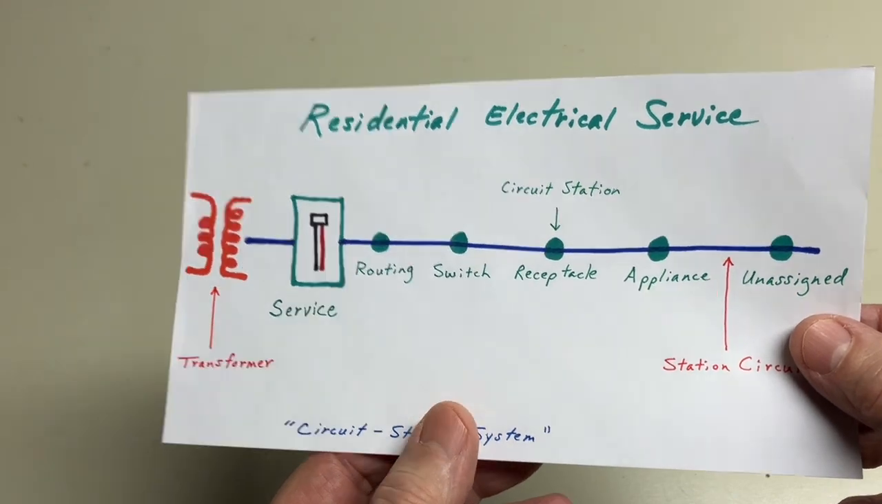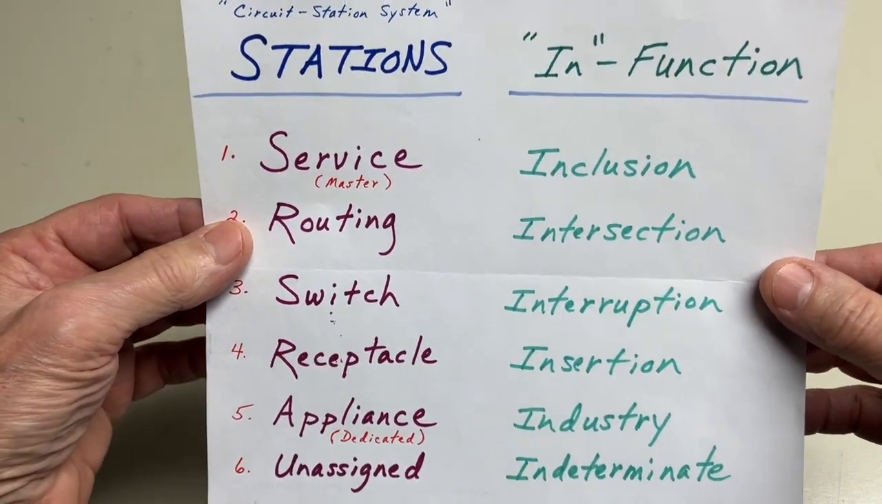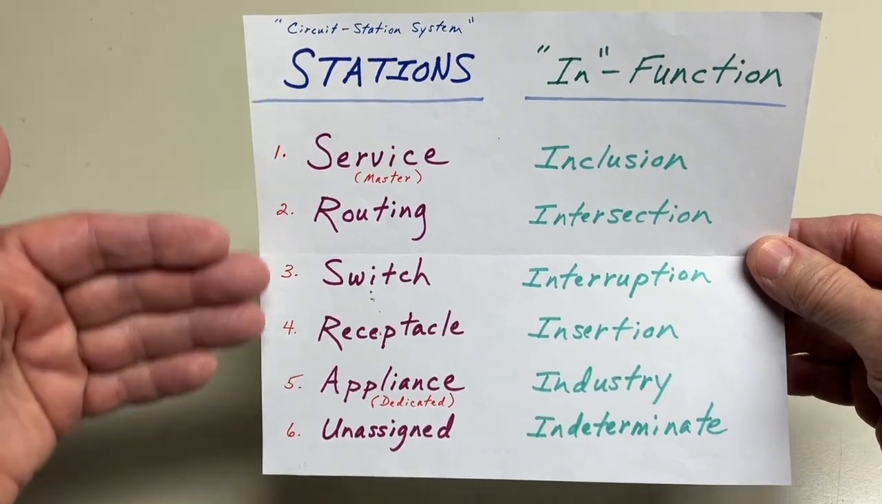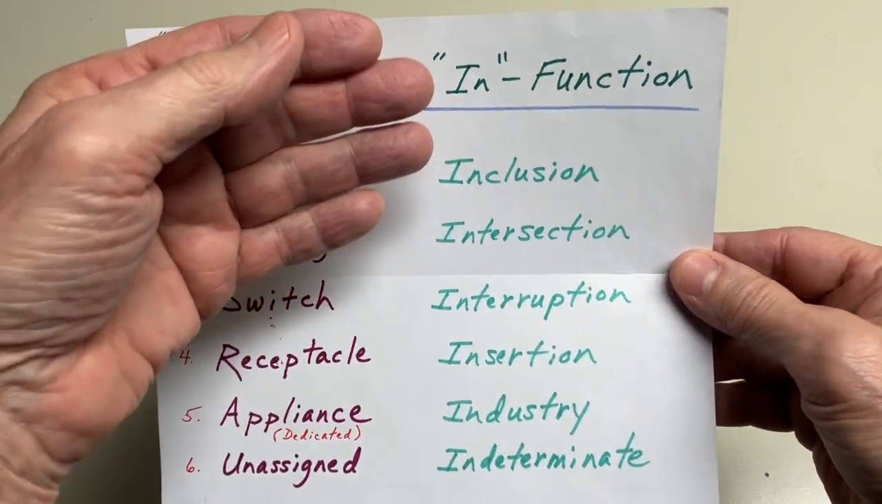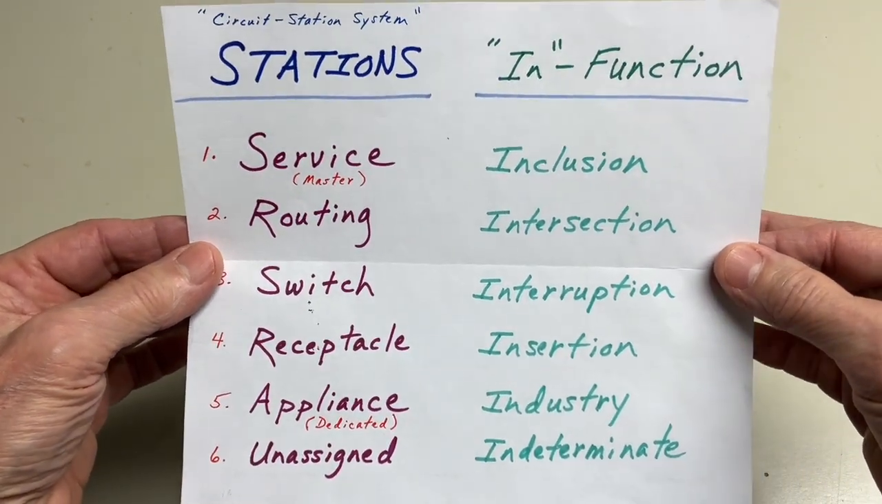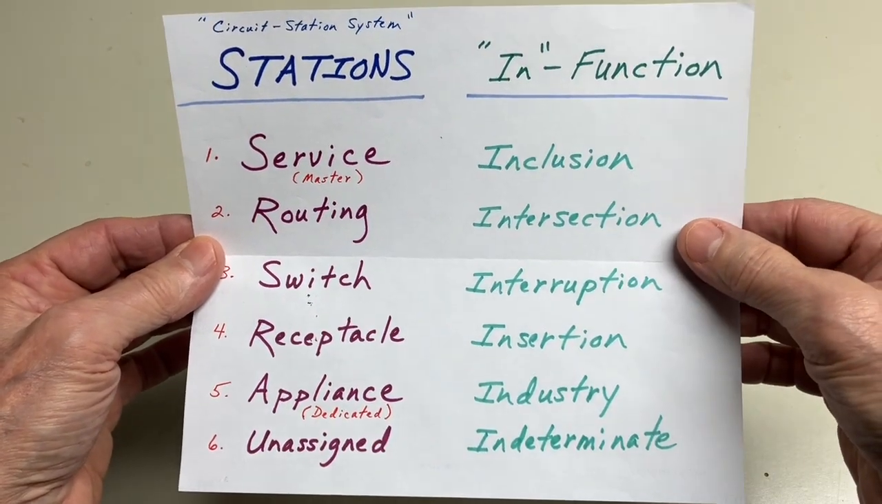So today I'm going to show examples here in my basement of each of the 6 stations. See, I call them stations. There's 6, and they each have an in function, which I talked about. So now I'm going to go around and show you some examples of what they are and why I call them that.